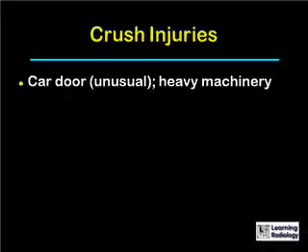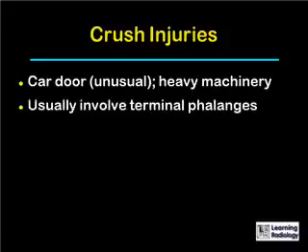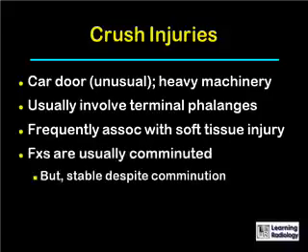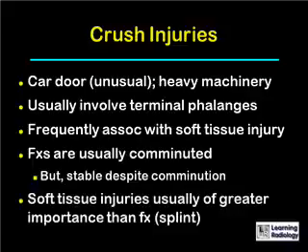Crush injuries of the fingers can be due to closure of a car door, but actually it's unusual for a finger that's caught in a car door to undergo a crush injury. They're usually due to heavy machinery injuries or to industrial type injuries. They usually involve the terminal phalanges. They are frequently associated with numerous soft tissue injuries, and the fractures are usually comminuted. They are stable fractures despite being comminuted. Soft tissue injuries usually are of greater importance than the crush fracture itself, which is frequently treated with a splint.